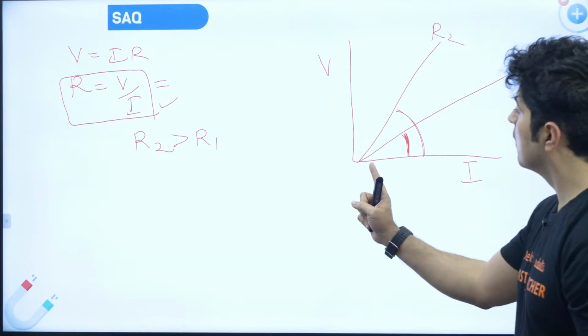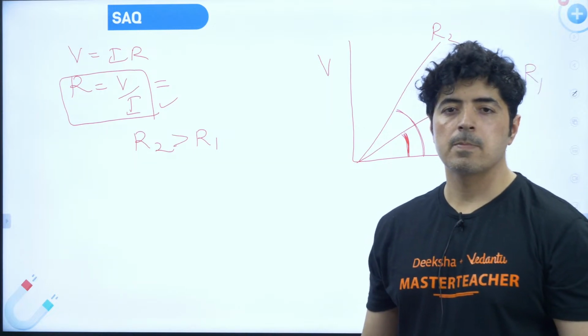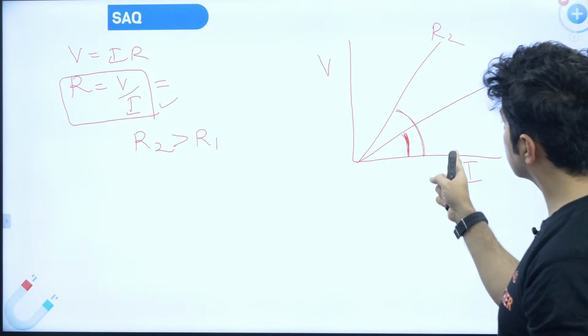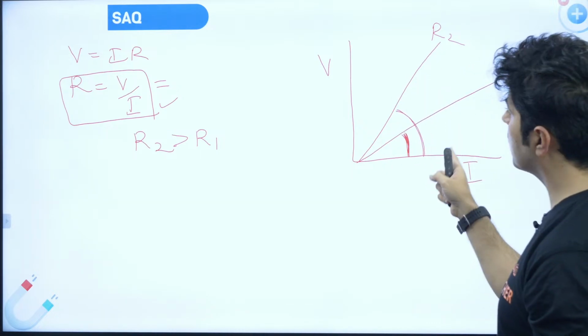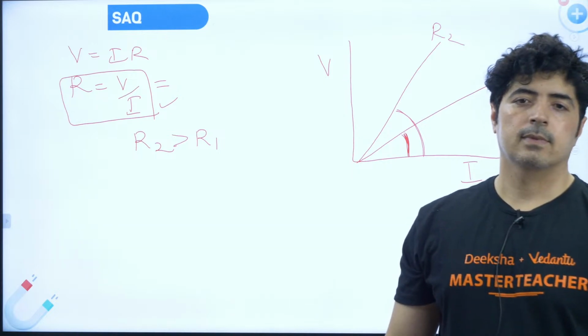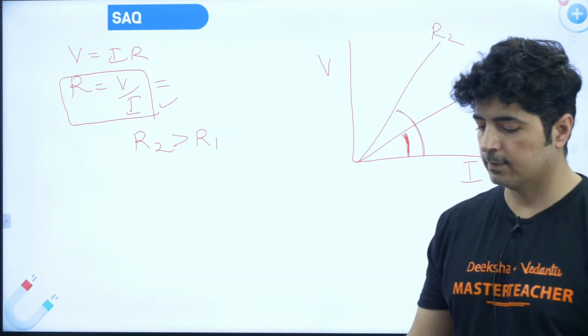So this happens when V is vertical and I is horizontal. We find the slope of R2, find the slope of R1, and then this is how we do the problem. Whichever has more slope, the resistance will be more.